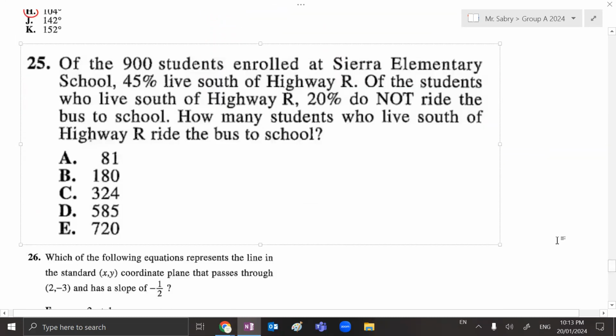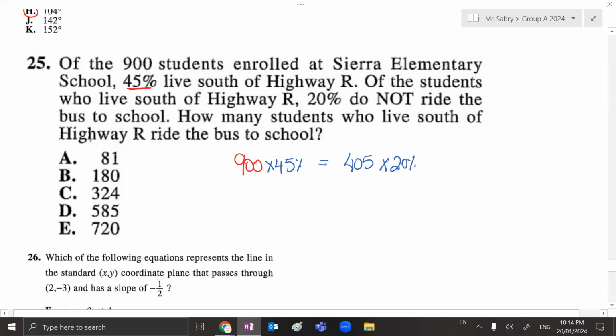Of the 900 students enrolled at Sierra Elementary School, 45% lived south of Highway R. Of the students who lived south of Highway R, I'll stop now, 900, I'll get 45% of those. These are 405. Those are the people who already live south of Highway R. Of the students who live south of Highway R, 20% do not ride the school bus. So I'll get in those 20%.